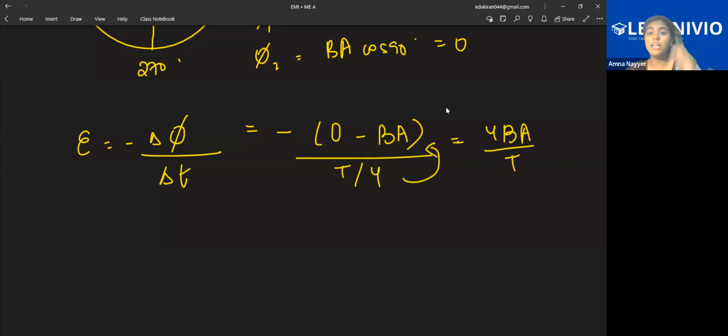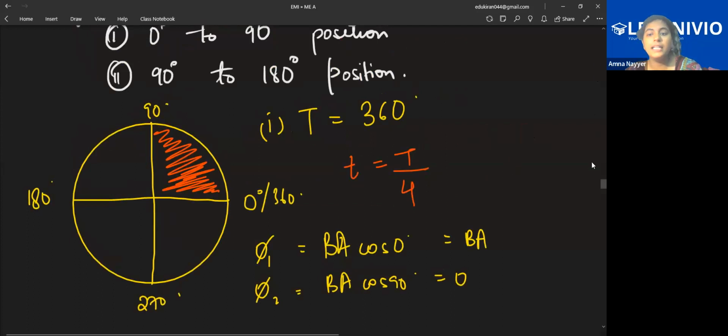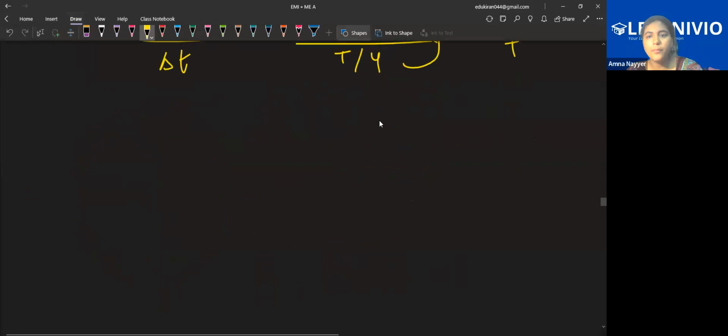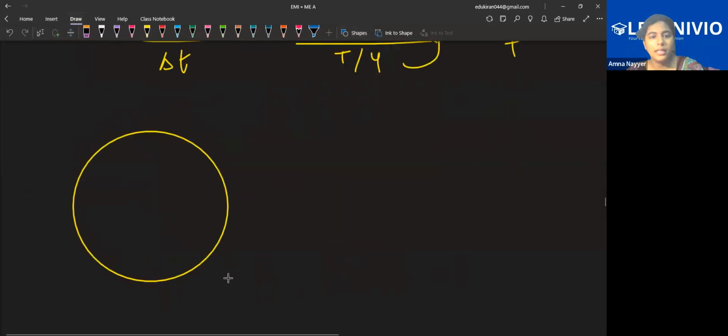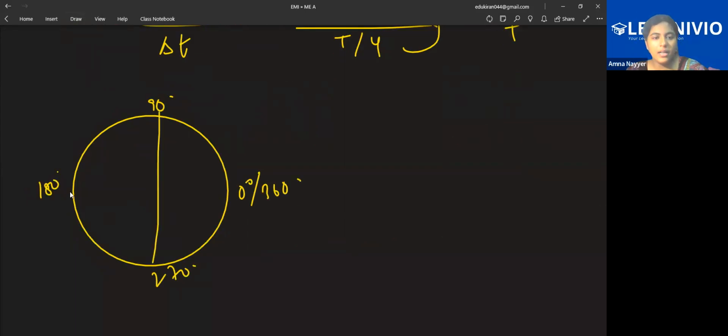Okay. And when we come to the next part, the second part, this was the first part. Second part, 90 degree to 180 degree. If this is the circle, again, you'll be having 0 degree here. This is 90 degree. This is 180 degree. This is 270 degree. And here again, 360 degree. And if I break it into four even parts, it is from 90 degree to 180 degree.